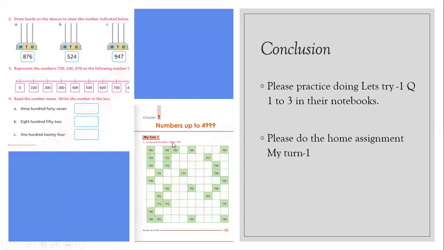Here there are the numbers from 700 to 799. If you want, you can write this in your notebook also, and practice it, and then you have to draw the beads on the abacus as indicated below. So 2, 3, and 4. This is your home assignment, children.